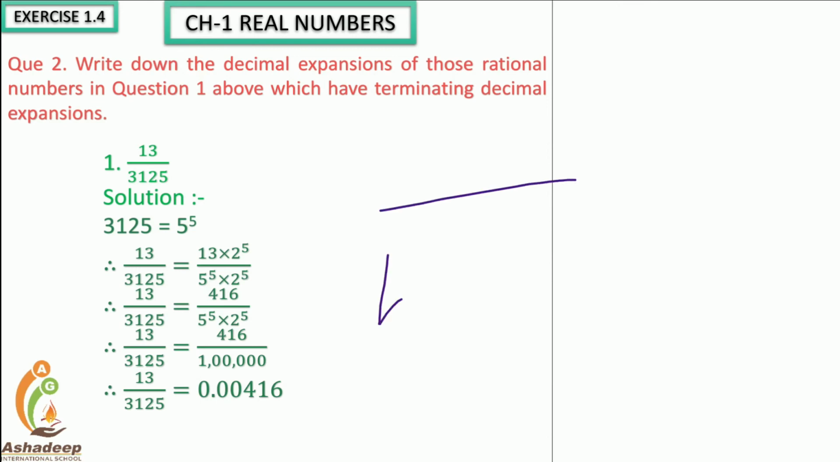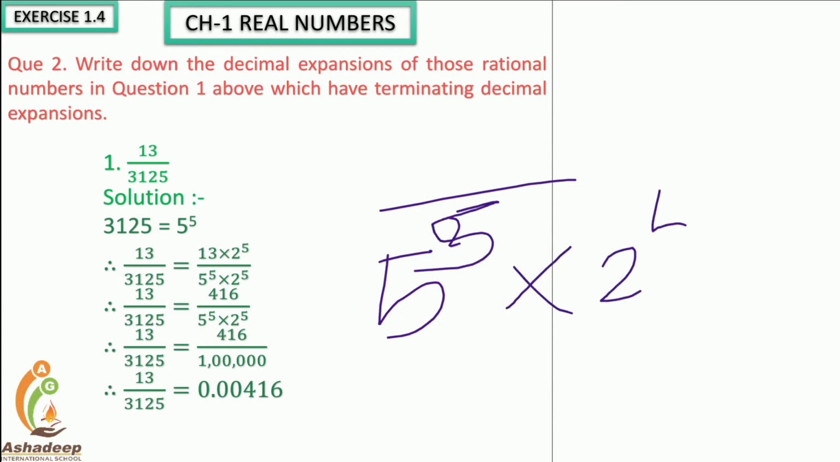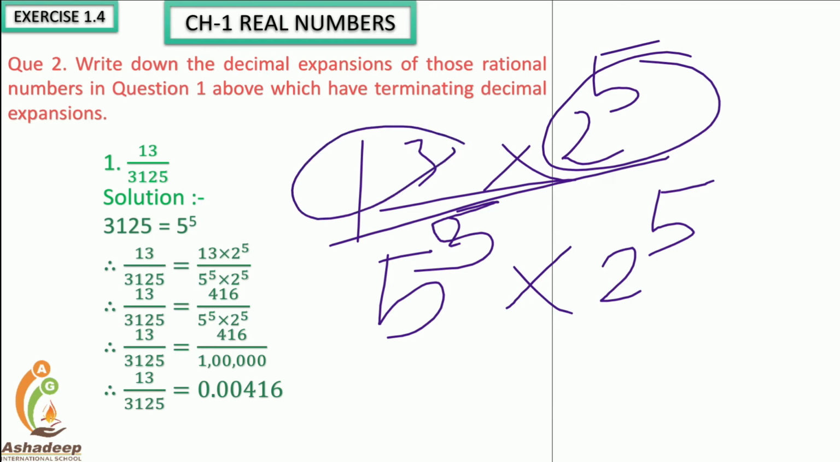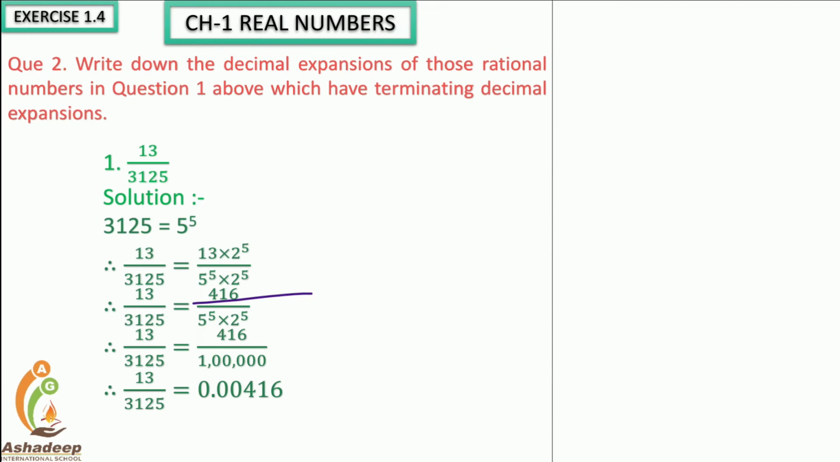Simple, in the denominator there is 5 power 5. So what you need to do is multiply by 2 power 5 in the denominator and 2 power 5 in the numerator. Numerator 13 is there. Now what is 2 power 5? 32. So multiply 32 and 13, you will get 416.